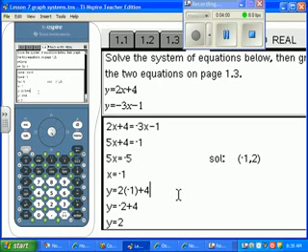Okay? How do we do with that? Good. So this is an algebraic solution. Okay? So now let's look graphically.